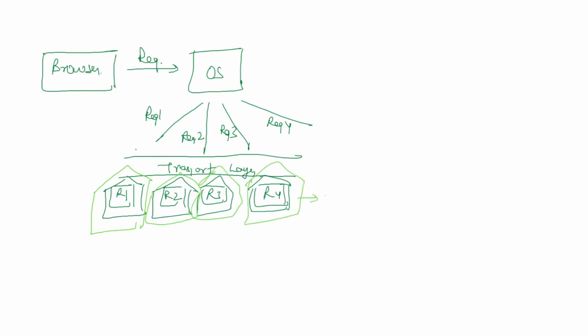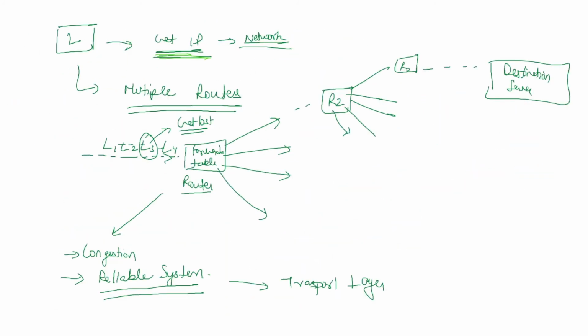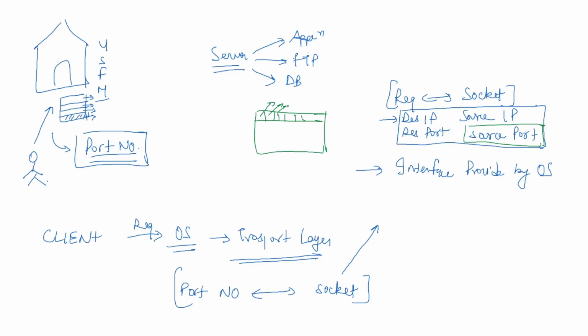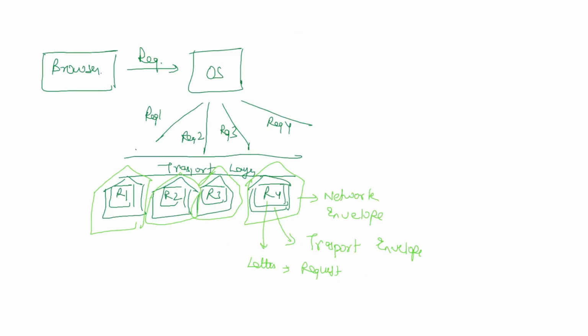Right, so the outer one is the network envelope, and the inner one here is basically my transport envelope. And this is my letter, which is my request again. What does my request consist of? As I told you in the beginning, the request will consist of this amount of data, wherein we have a lot of things coming into the request. So far, we got the letter here. The transport layer also adds the port number, and the network envelope will have the IP address.